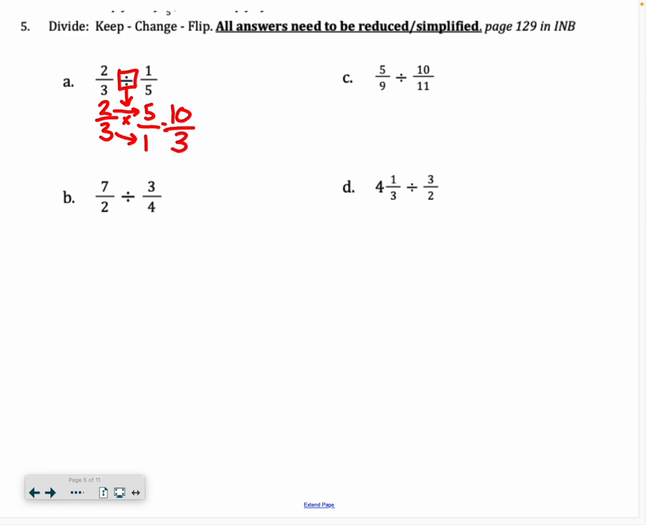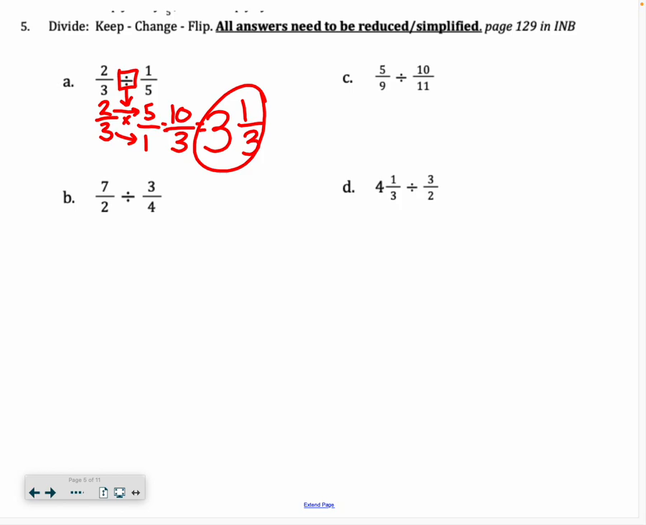10/3. Now that's an improper fraction, so I need to reduce that fraction. So whole groups of 3, can I take out a 10? 3, 6, 9, 12. So I'm just counting by 3s right now, counting on my hands. 12 is too much, so I can take 3 full groups of 3 away, which we said was 9. So if I take 9 away from 10, I'm left with 1/3.